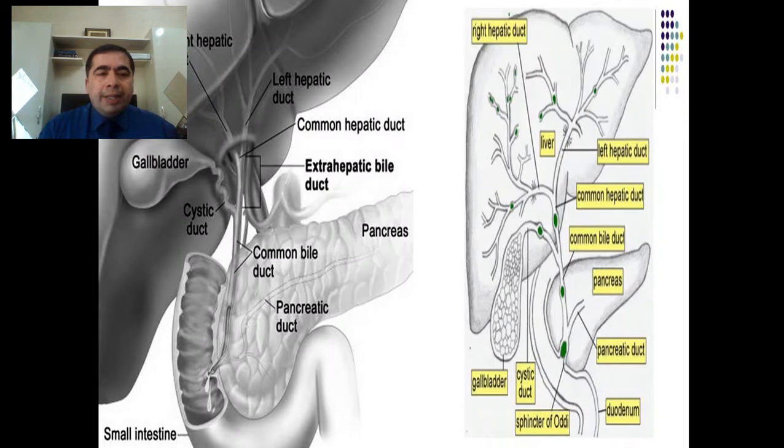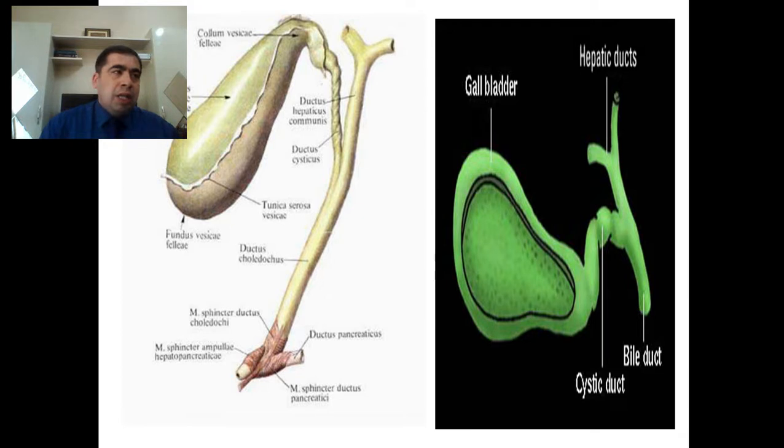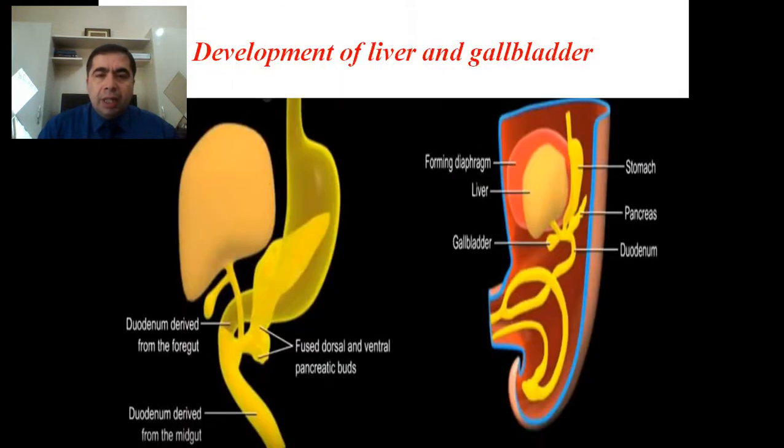You are looking at the gallbladder, at the position of the gallbladder. The liver and the gallbladder develop from the anterior endoderm of the duodenum. The germ of the liver enters the anterior ventral mesentery and separates it into two parts. These two parts in future form the ligamentum falciforme hepatis and also the lesser omentum.